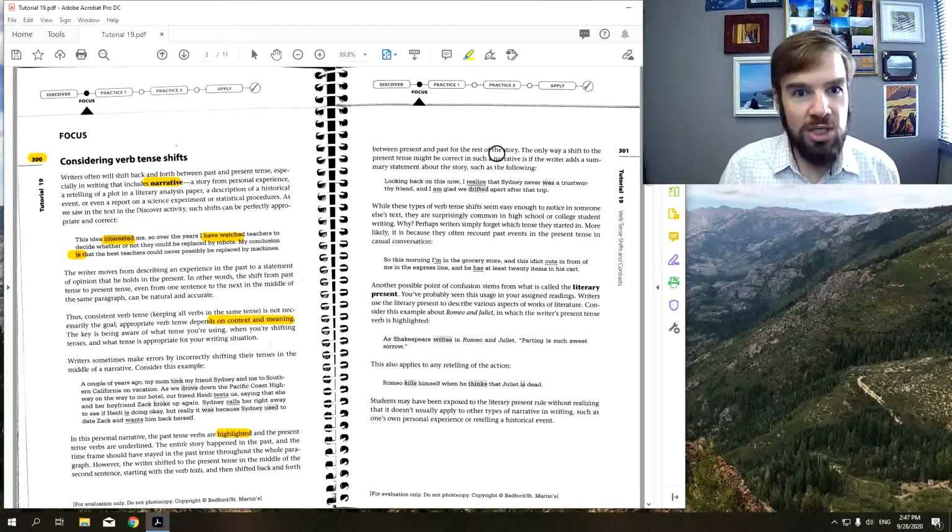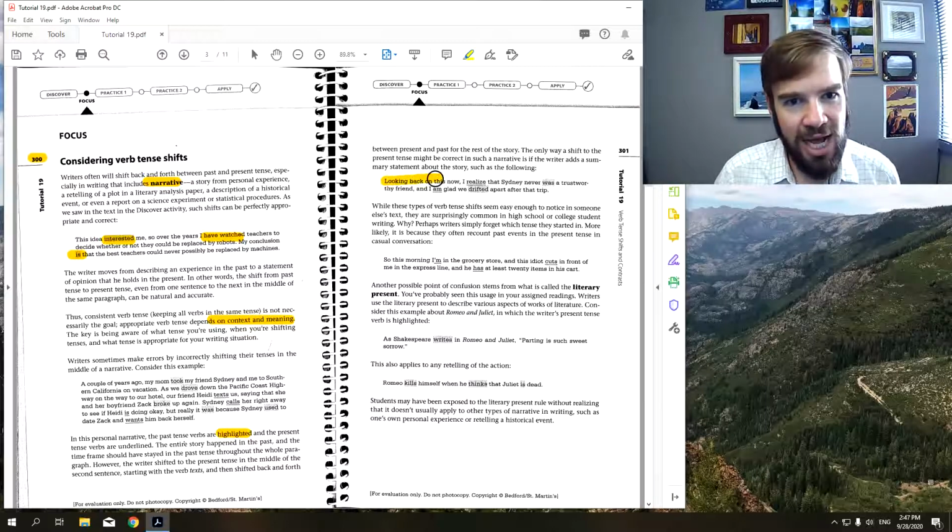The only way to shift to the present tense might be correct in such a narrative is if the writer adds a summary statement about the story, such as the following. Looking back on this now, I realize that Sydney never was a trustworthy friend, and I am glad we drifted apart after that trip. And I'm just going to highlight this, looking back on this now, as you'll see her talk about.